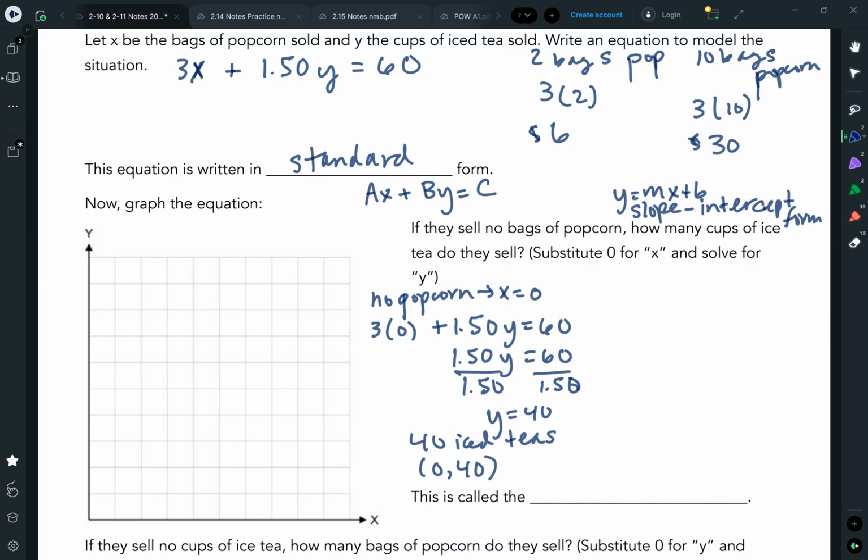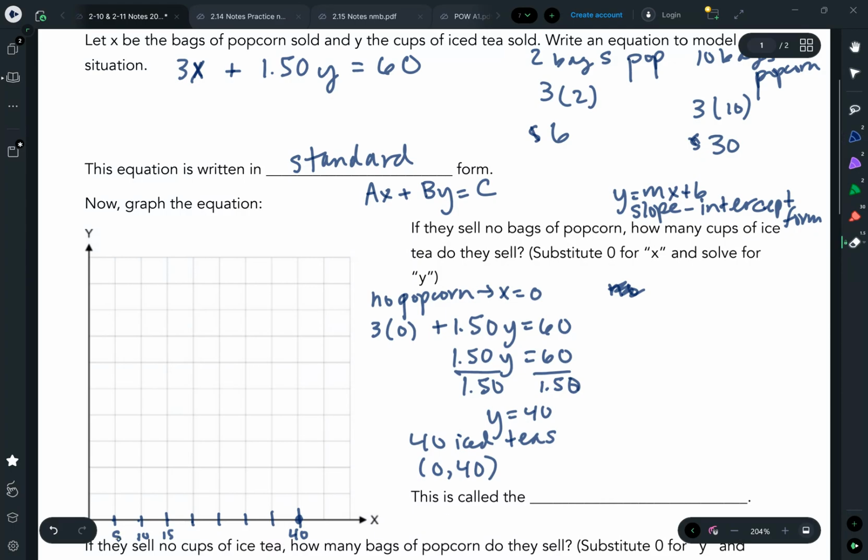So if I am selling no iced tea, oh, I guess that's the next one. All right, this is called R. So 0, 40, 10, 20, 30, 40. I think we can go by 5s. 5, 10, 15, 20, 25, 30, 35, 40 would be right here, (40, 0). Or did I do this the other way around? Totally did this the other way around.